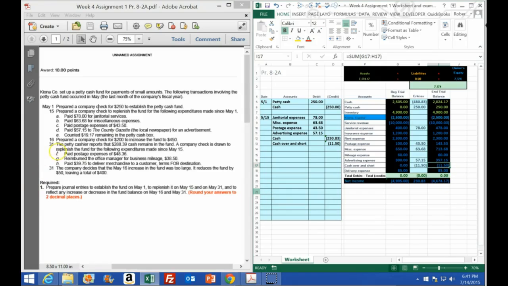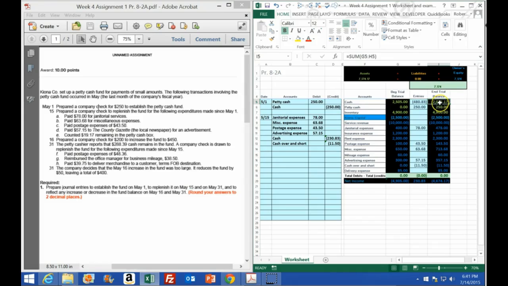So May 16th then says, prepare a company check for $200 to increase the fund to $450. So now we want more cash in our petty cash fund. Inflation happened and we need more spending cash in the petty cash. Then the $250, we want to bring that up by $200 to $450. So that means we're going to take, is cash affected? Yeah, we're going to take money out of the checking account. We're going to write a check for $200, reducing cash and putting it into petty cash.